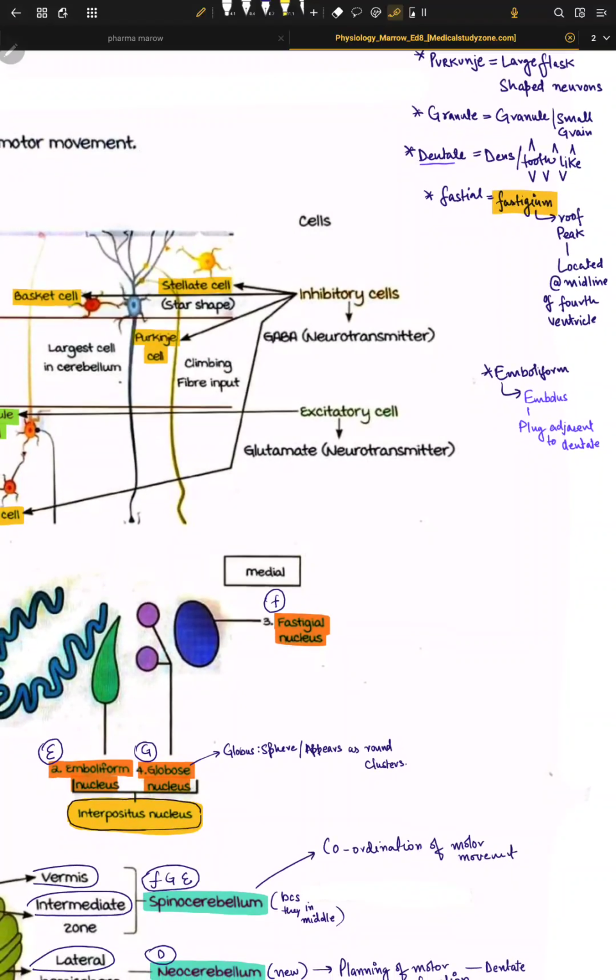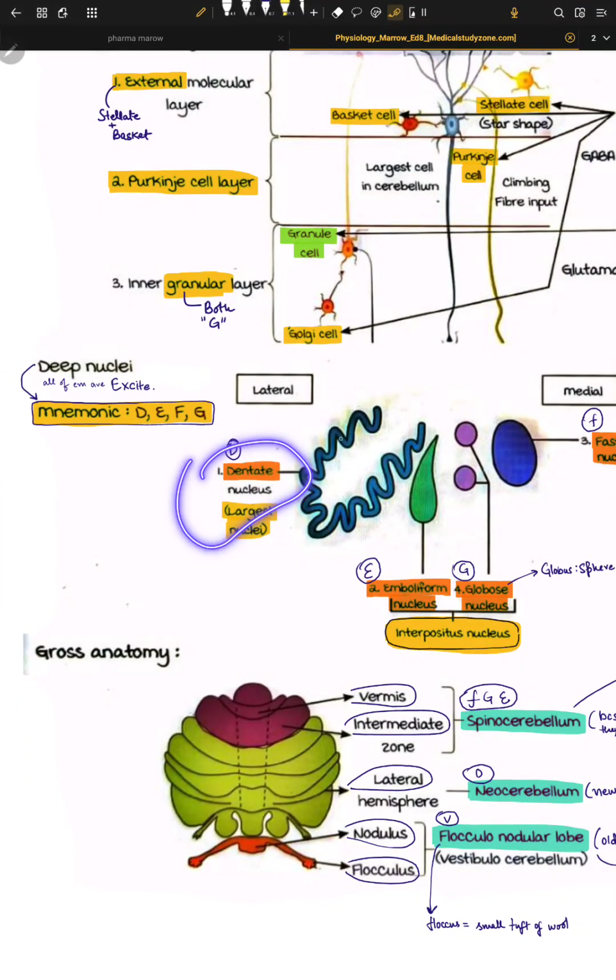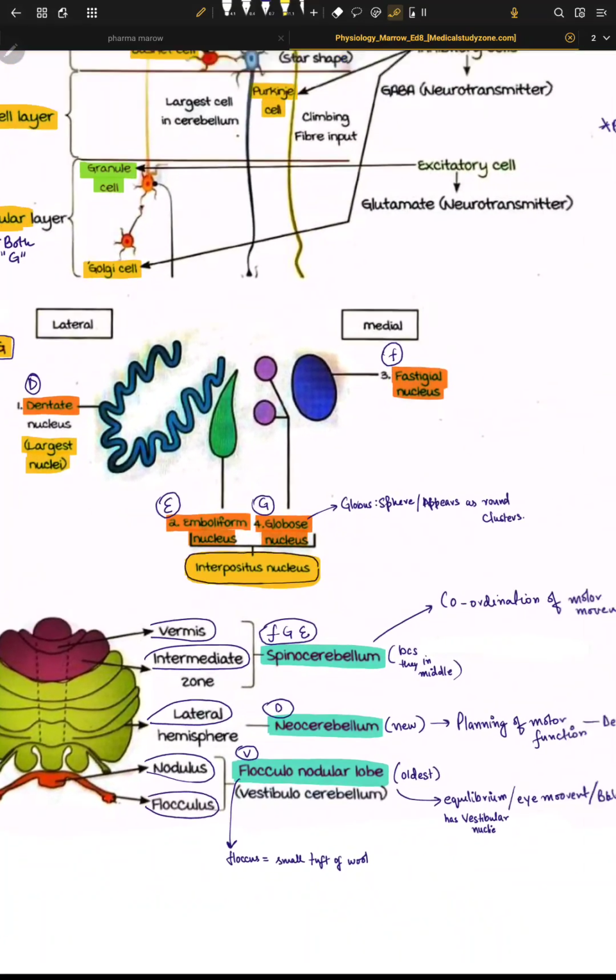The word dentate means dense, it's tooth-like. So this dentate is tooth-like, you can see. Yeah, the form is tooth-like. This is the largest nucleus, and it's really dense. Okay, what about the other names?